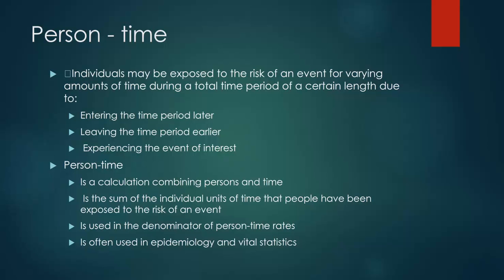So person time is a calculation combining the people and the time. It's the sum of the individual units of time that each person has been exposed to the risk of an event. This is used in the denominator of person time rates, and it's very important in both epidemiology and vital statistics. Now, to understand this a little better, let's look at an example.